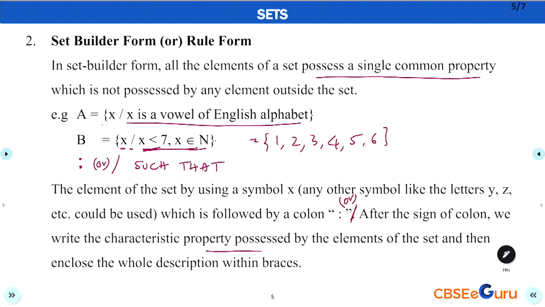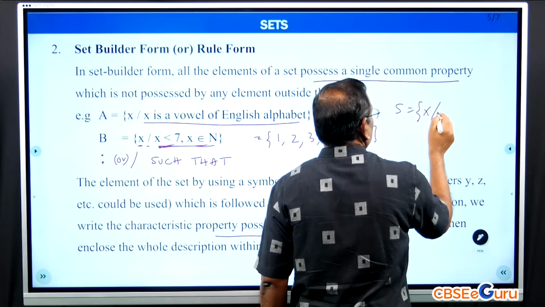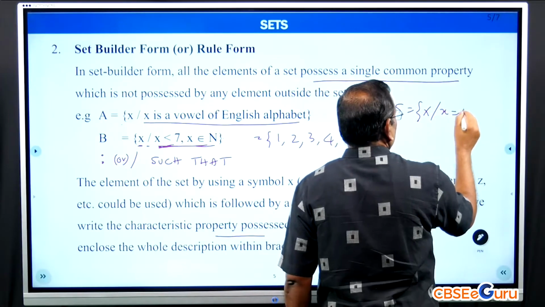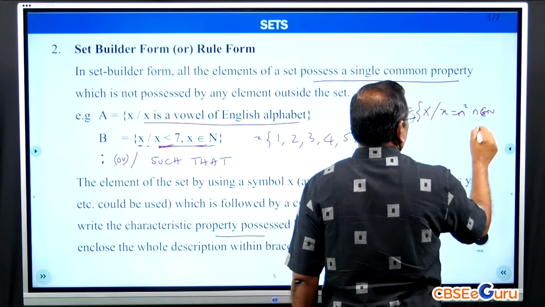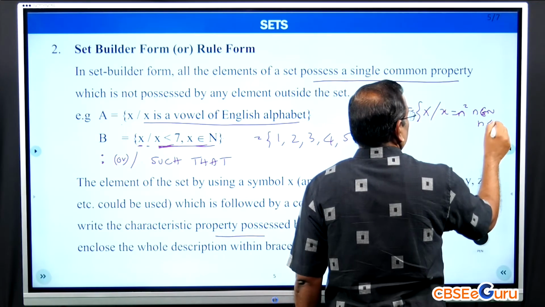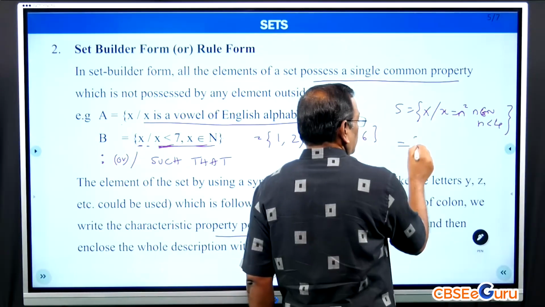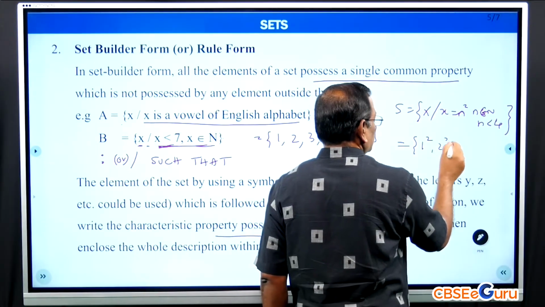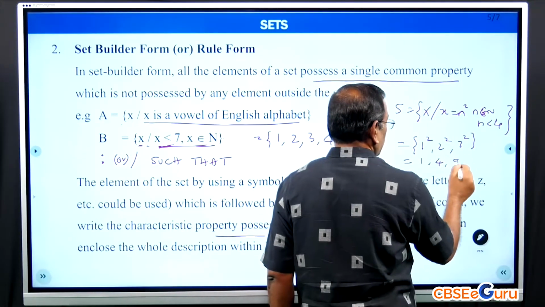For example, S equal to the set of all x such that x equal to n squared, n belongs to N and n less than 4, which is equal to {1 squared, 2 squared, 3 squared}, that is equal to {1, 4, 9}.